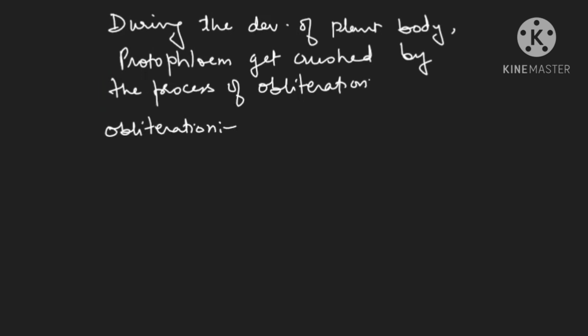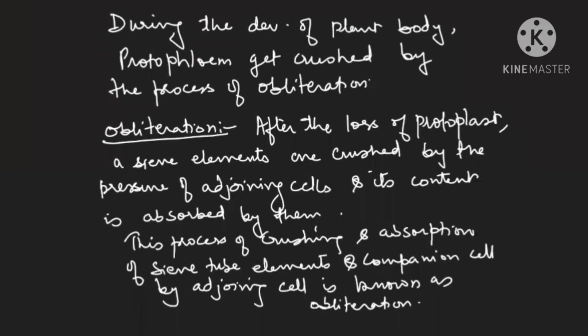So obliteration means after the loss of the protoplast, sieve elements are crushed by the pressure of adjoining cells and their content is absorbed by them. So this process of crushing and absorption of sieve tube elements plus companion cells by adjoining cells is known as obliteration. This is something we'll be studying in secondary growth, but I just wanted to introduce it here so that you can understand the terms. I hope up till here you are able to understand.